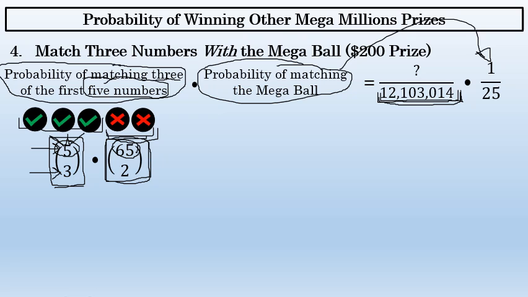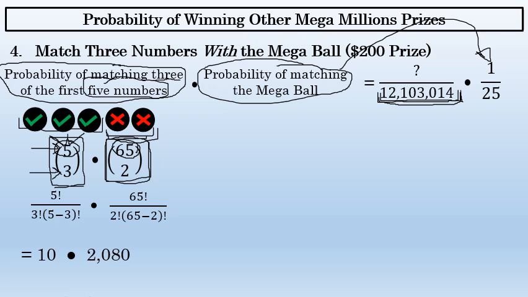The probability of matching 3 of the first 5 numbers can be found by multiplying these 2 combinations. 5 choose 3 is 5 factorial over 3 factorial times 5 minus 3 factorial. And 65 choose 2, using the formula, is 65 factorial over 2 factorial times 65 minus 2 factorial. These combinations result in 10 and 2,080. They have a product of 20,800. So there is a significantly higher number than any other numbers that we've looked at so far.